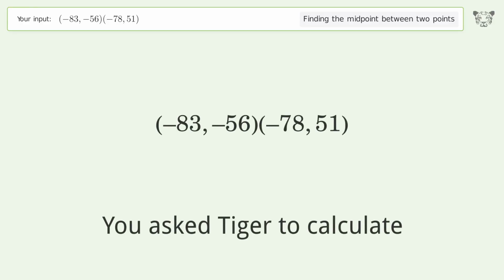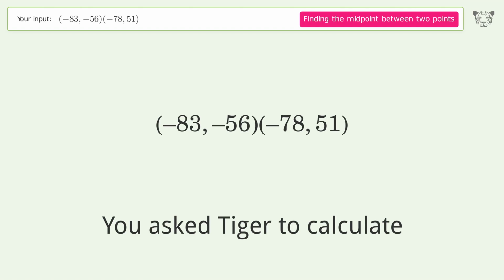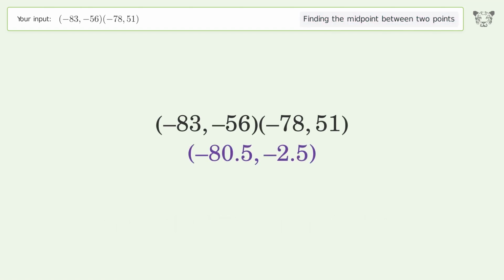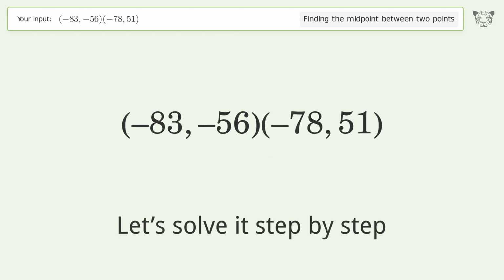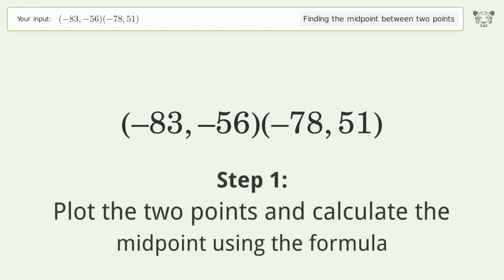You ask Tiger to calculate. This deals with finding the midpoint between 2 points. The midpoint between the 2 points is -80.5, -2.5. Let's solve it step by step. Plot the 2 points and calculate the midpoint using the formula.